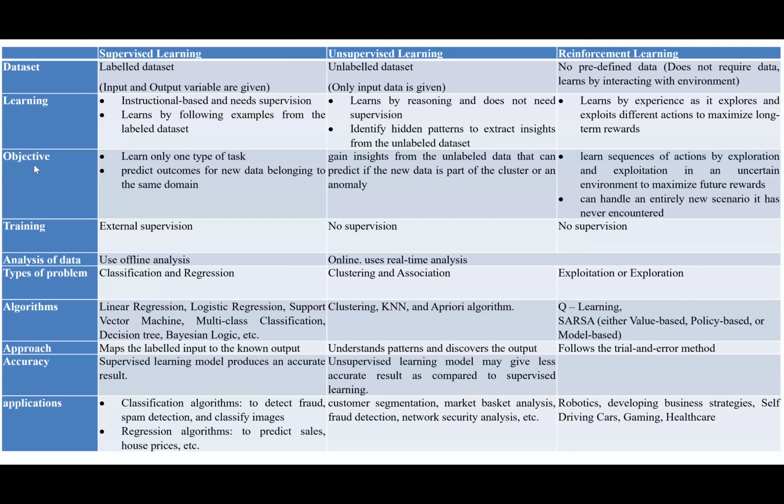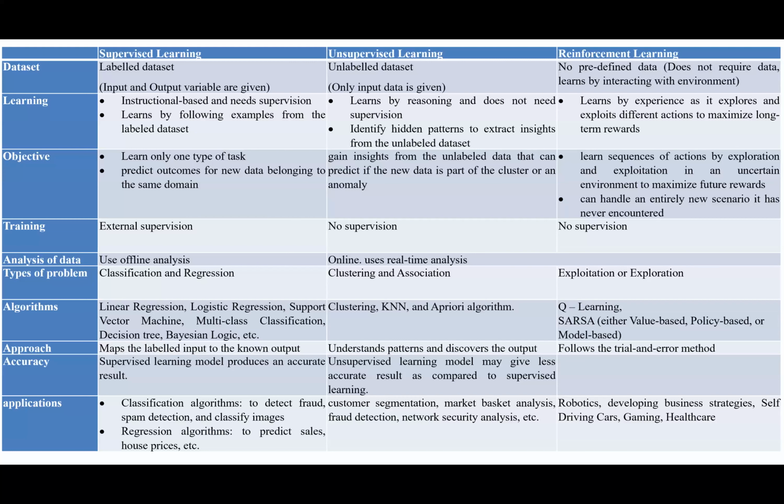Okay, the next parameter by which they differ from each other is objective. Supervised learning is used when we want the machine to learn only one type of task. It makes the machine predict outcomes for new data belonging to the same domain. Okay, so that is what we use it for. Unsupervised learning is used to gain insights from unlabeled data that can predict if the new data is a part of a cluster or an anomaly.